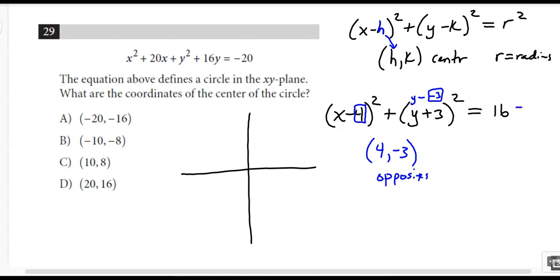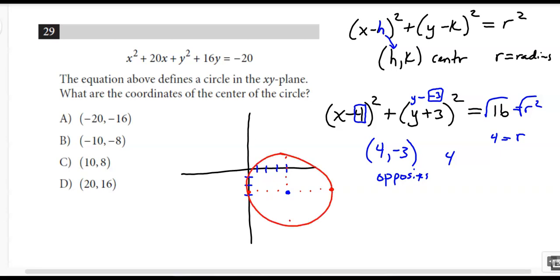And then since this is r squared, I would take the square root of it, and I find out the radius is 4. So I could put it on my grid, and I could say 1, 2, 3, 4, 1, 2, 3. So there's my center. And then I just go out a radius of 4 in every direction. 1, 2, 3, 4. And then down. And I could sketch a nice little circle right there. So that's kind of the basics of a circle.